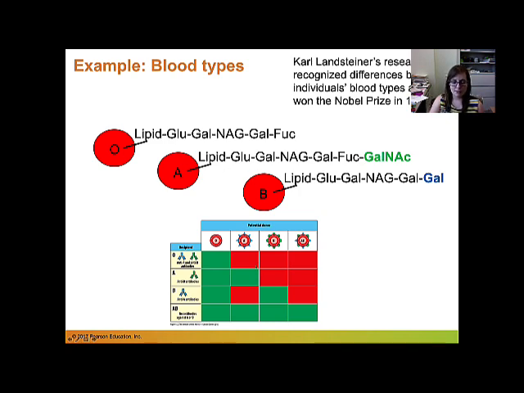And if you have the AB blood type, that means you can get blood from anybody else. You're the universal recipient because you have antigens for both A and B.